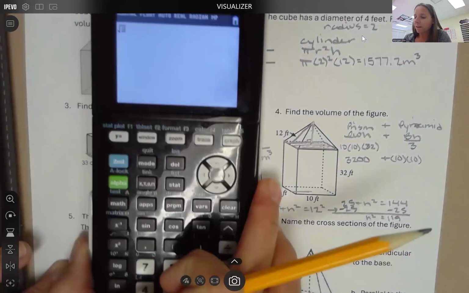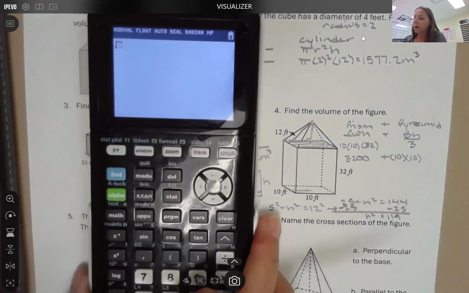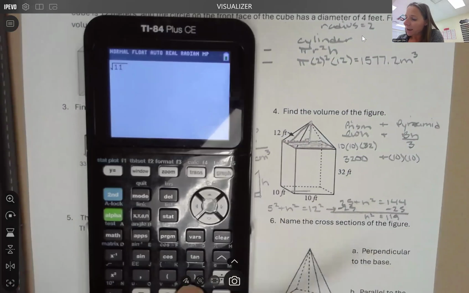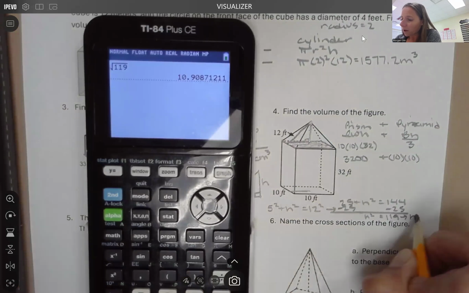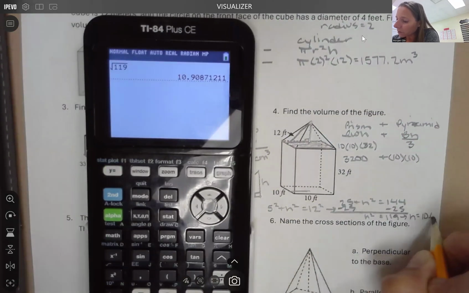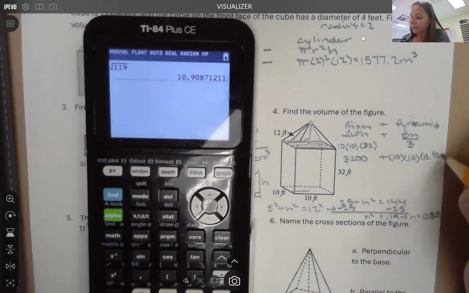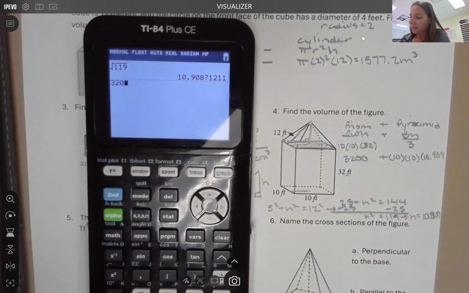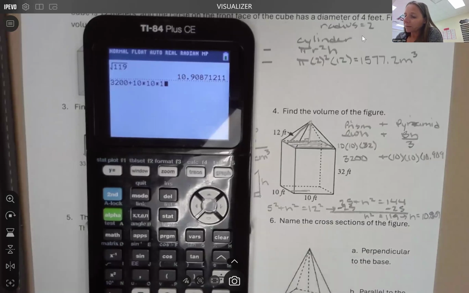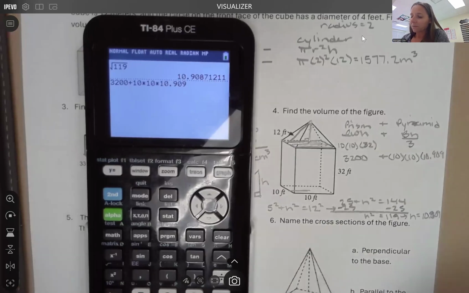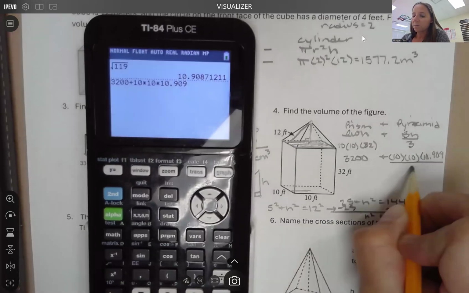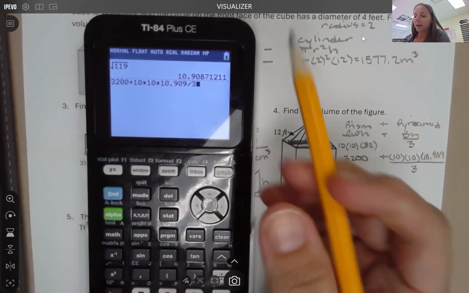All right, and then type 119 in. It's not a nice number, so keep a couple decimal places. Here, h equals 10.909. I'll put it right here, 10.909. Now I can throw that entire thing in: 3,200 plus 10 times 10 times 10.909. And what did I miss? I missed divided by 3. Here it divides just this part by 3, not the 3,200, when I write it like that.